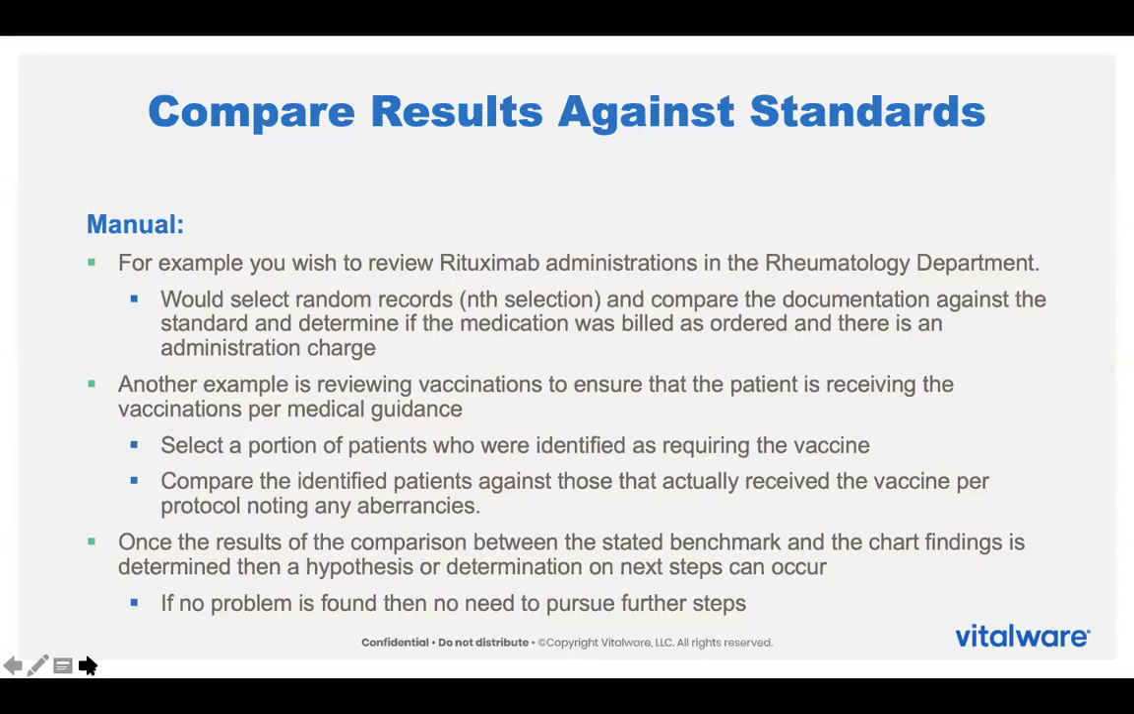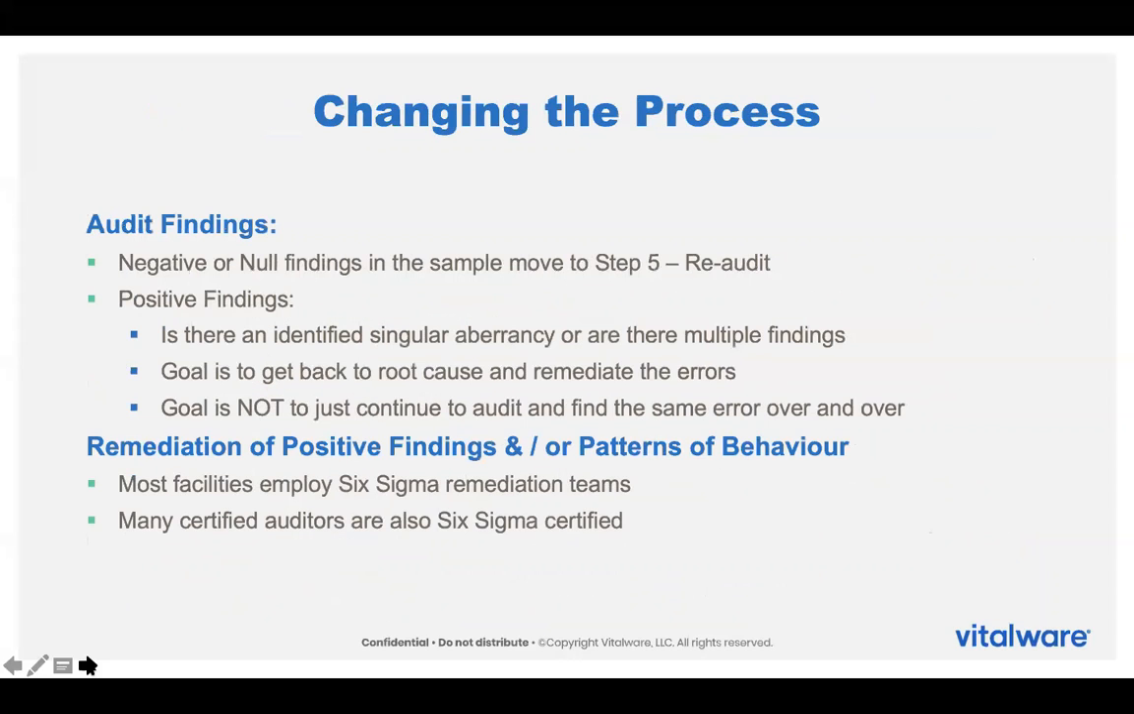Once the results of the comparison between the benchmark and the chart findings are determined, then you can make a hypothesis. What I see all the time is people jumping to conclusions because they had something similar in the past, and it really isn't the same thing. So then you change the process and re-audit it. If you don't re-audit it, you will never know if the change process is there. And you must re-audit it 2, 4, 6 months down the line because, in fact, people go back to their original behavior as the norm. So it's going to go back.